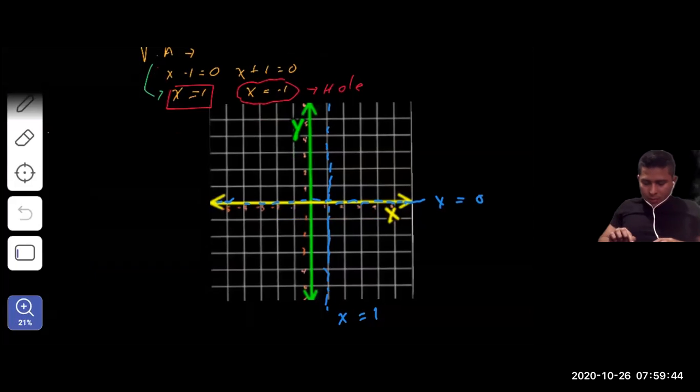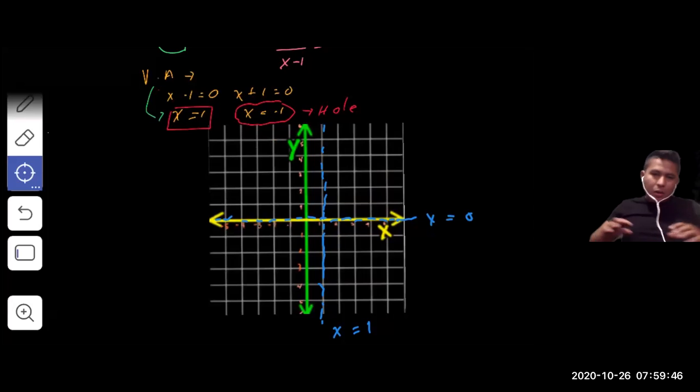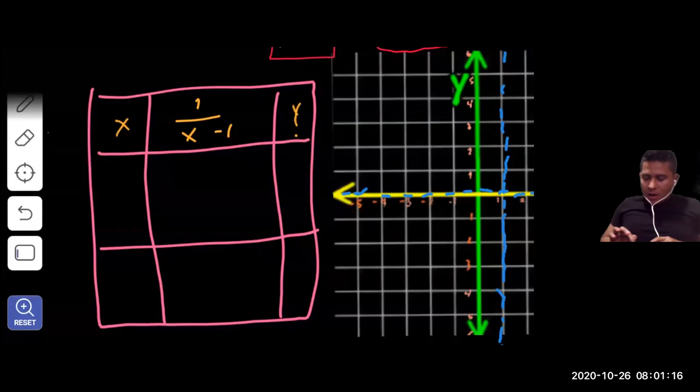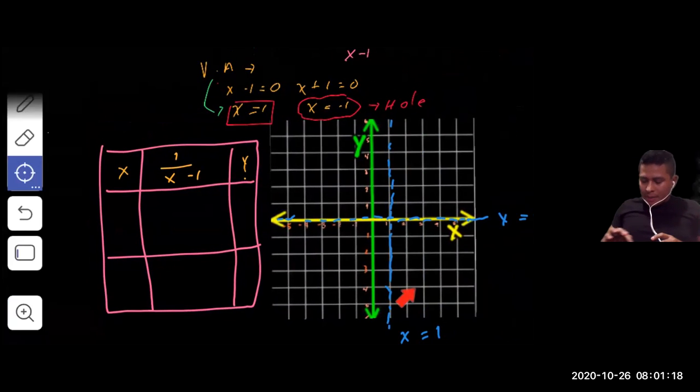And what another information do we have? This hole, right? But we're going to do the graph first and then we're going to make the hole. We have already represented the horizontal and vertical asymptote. It's time to work on the table. In these videos, because of the time, I'm going to use just 2 points, one to the left and one to the right, in order to see where the graph is going to be.